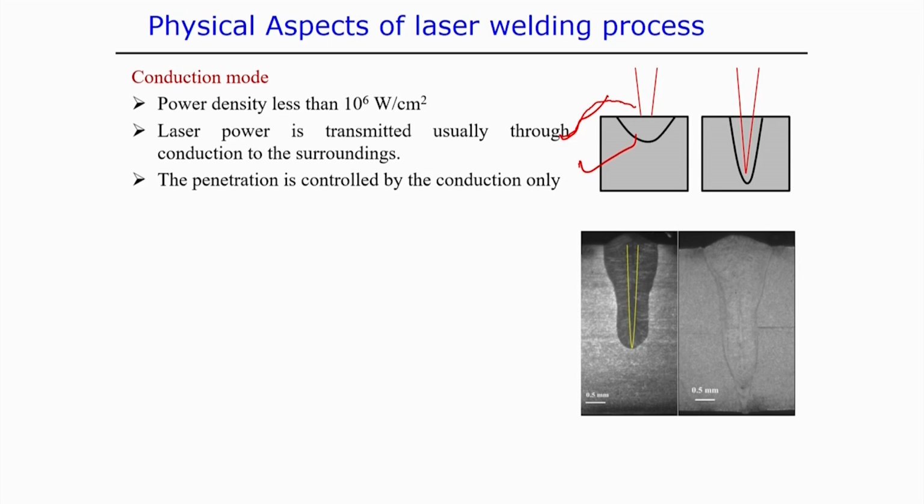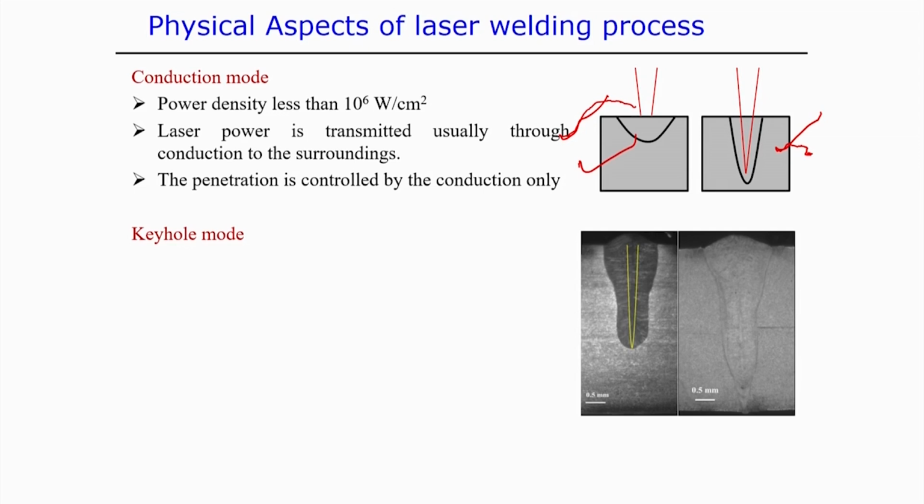So this conduction mode laser welding has typical applications, but if we try to achieve a high depth of penetration, the keyhole mode laser welding is more suitable. Now, if you see the right hand side figure, the laser penetrates into the substrate material and produces a high depth of penetration. This type of welding is generally considered the keyhole mode laser welding process.